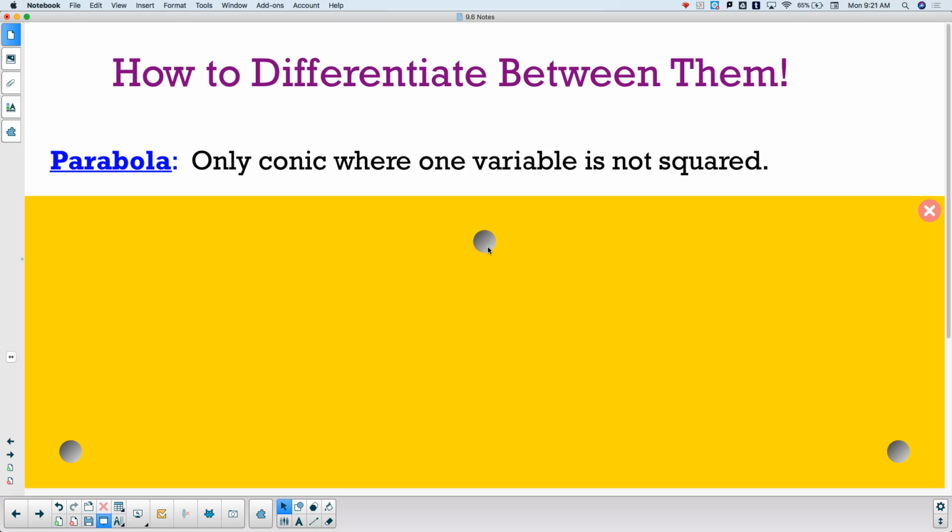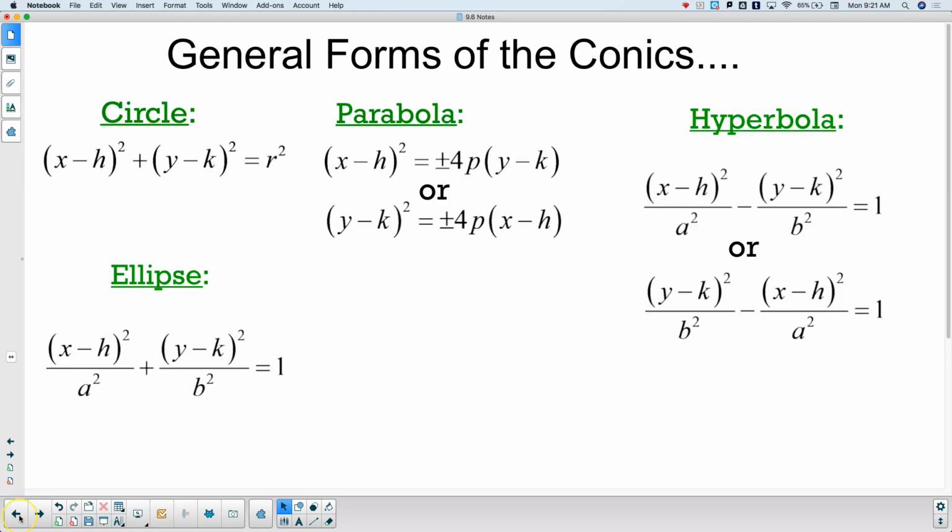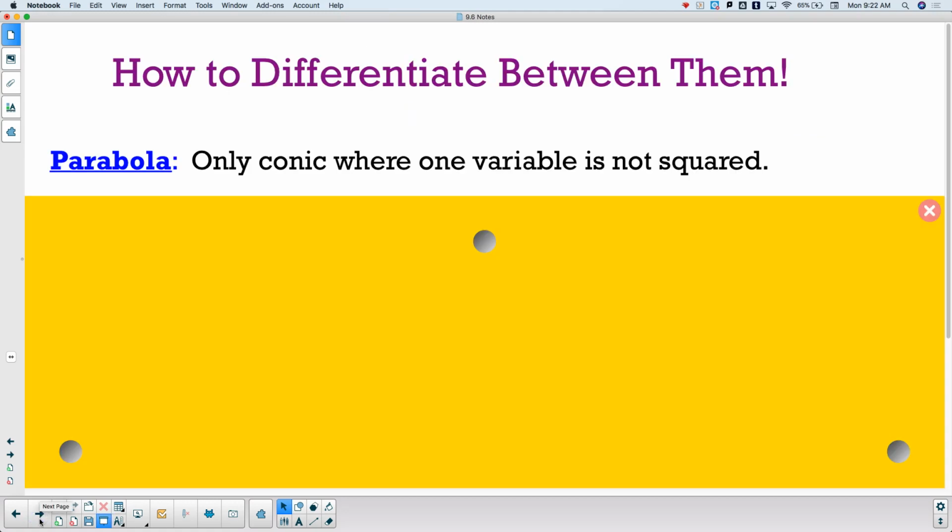All right. Let's go back a slide. Circles have 2 squared variables. Ellipses have 2 squared variables. Hyperbolas have 2 squared variables. Parabolas only have 1. Yes? Okay, so that's one way to differentiate between a parabola. Parabolas only have 1 squared variable. Okay? Let me go back to this one again.